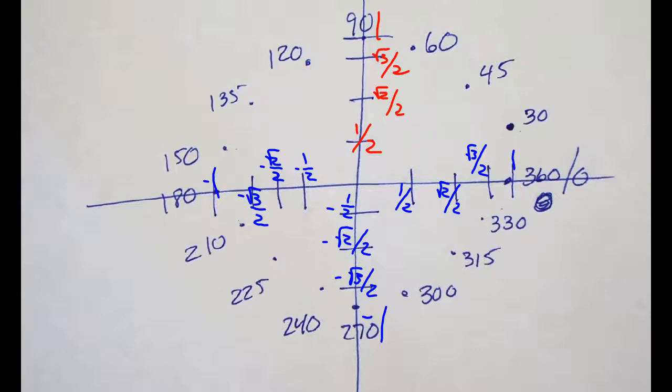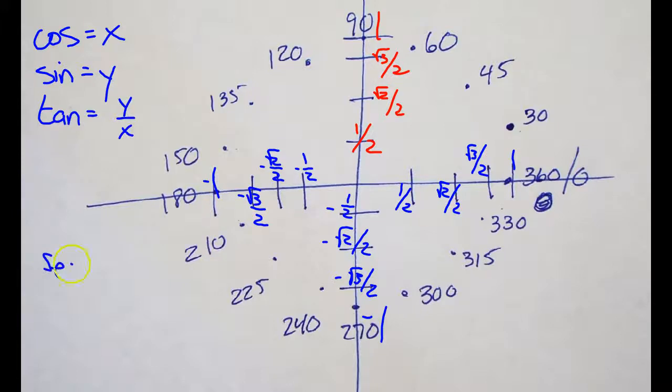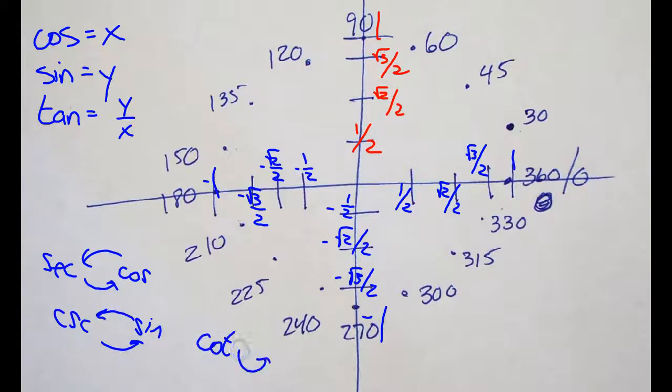So there's just the chart with all the numbers and everything. You can check in your own notebook too. And whether you're remembering it or writing it down, you want to be able to remember: cosine is x, sine is y, tan is y over x, secant is cosine flipped over. Again, that's not proper math notation, but I think you know what it means. Cosecant is sine flipped over, and cotangent is tan flipped over.